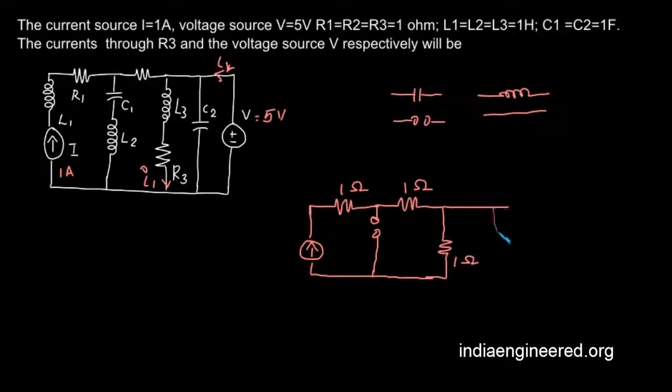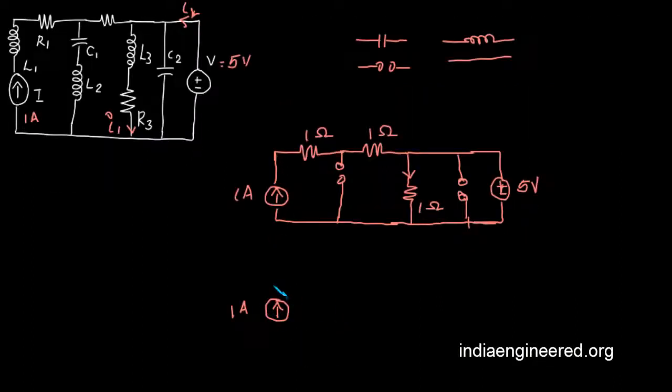and this capacitor C2 is open, and we have 5 volts here, polarity plus here. This is the simplified circuit. We can do it from here, but we can simplify it a bit further. We have the 1 ampere current source, the 2 ohm resistance which is the equivalent of 1 ohm and 1 ohm in series, and we have the 5 volts here.